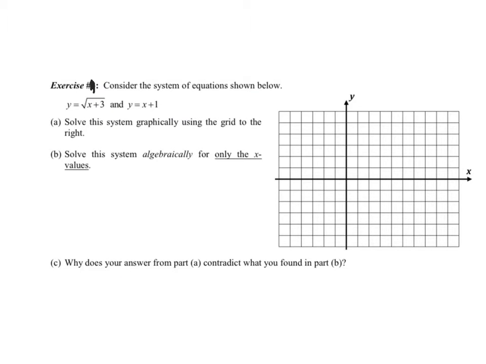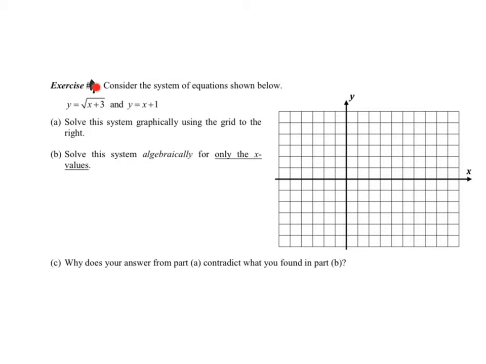All right, so exercise 1, consider the system of equations below. So first of all, why is it called a system? Well, a system is comprised of one or more equations. So since we have two, we're referring to this as a system. It says solve the system graphically using the grid to the right. So again, we said we're going to solve algebraically and graphically tonight, so we'll start graphically.